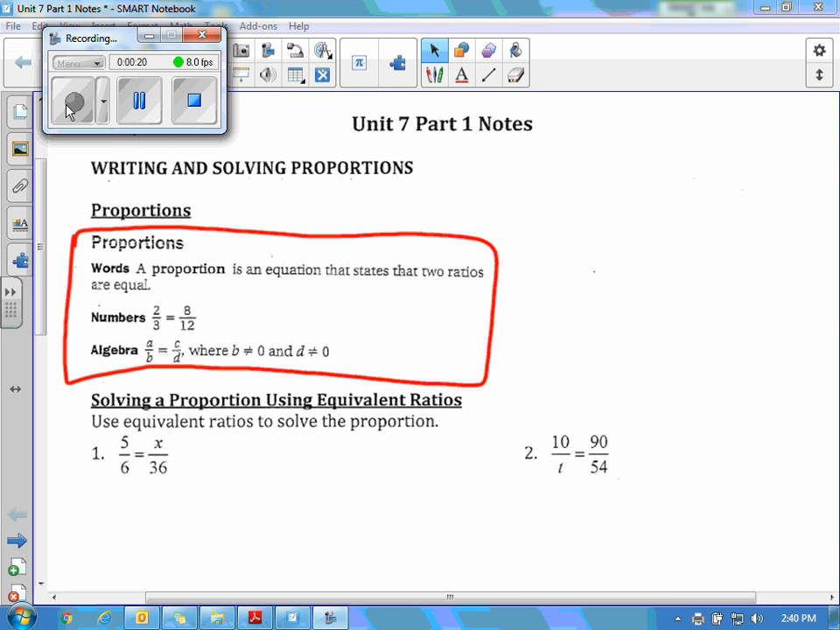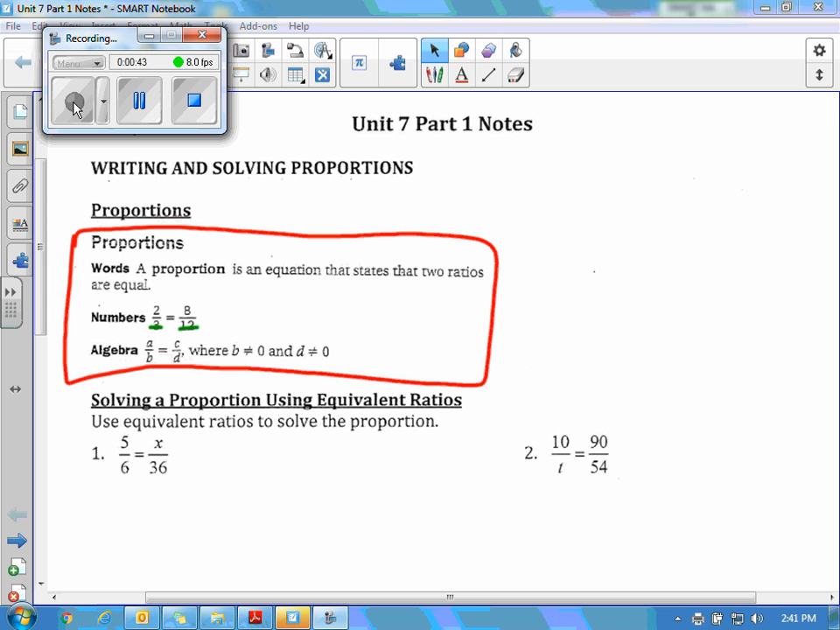It says a proportion is an equation that states two ratios are equal. So if you look at our example of numbers here, 2/3 is a ratio, and 8/12 is a ratio, and we just have them set equal to each other, which makes it a proportion. Now, you might have done a little bit of this last year, but I don't think you did all that much, so some of this might be new at this point.